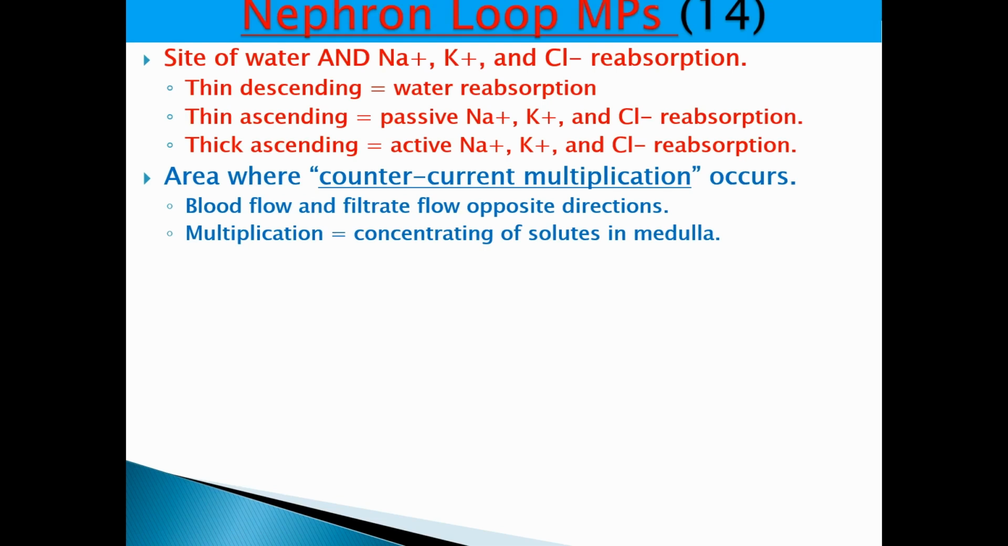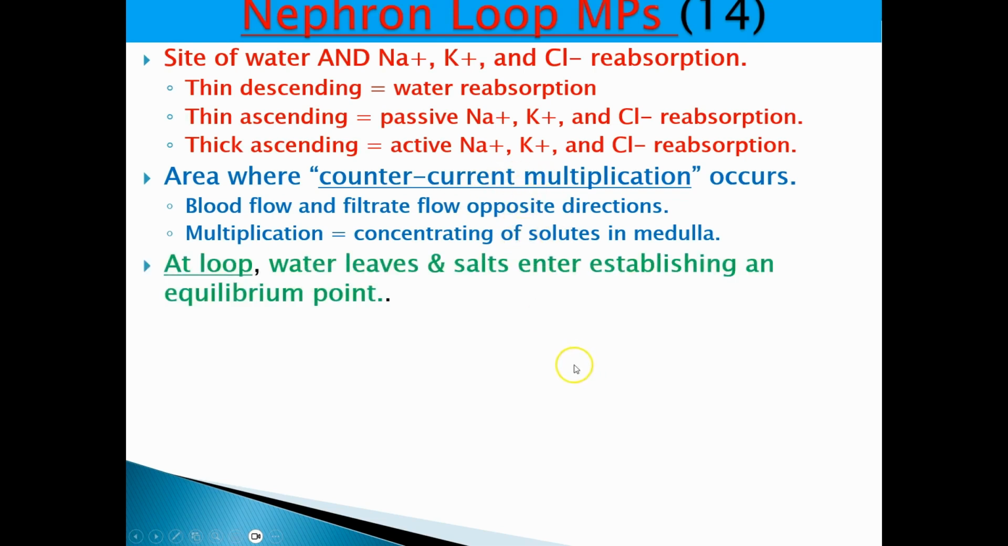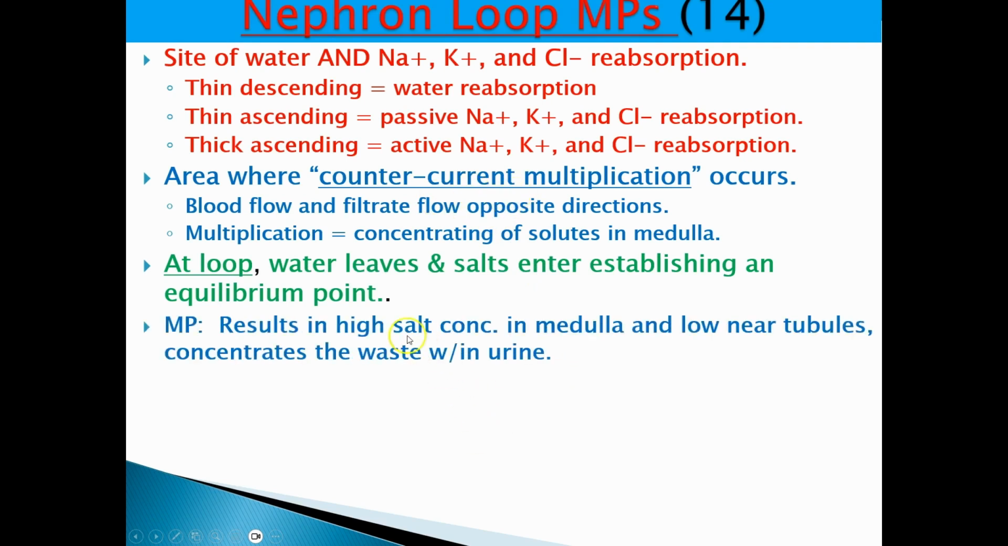So very interesting, very complex. Don't get too carried away. Like I said, the main point is countercurrent multiplication allows high salt concentration in the medulla and low salt near the tubules, which allows the tubules to perform their functions of reabsorption and secretion. All right. Overall, that's going to help really get our waste in there. Basically, this was all about salt and water balance. That's the nephron loop, salt and water balance.